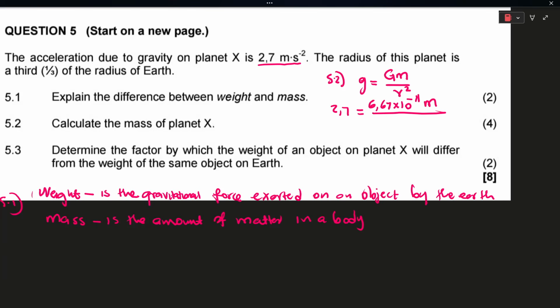What is the value of R? Where is the value of R? Remember, the radius of the planet is a third of the radius of the Earth. So which means you're going to come here and say open bracket 1/3 multiplied by the radius of the Earth, you check it in the table. You're going to get 6.38 by 10 to the power of 6, all squared. This is what you are having.